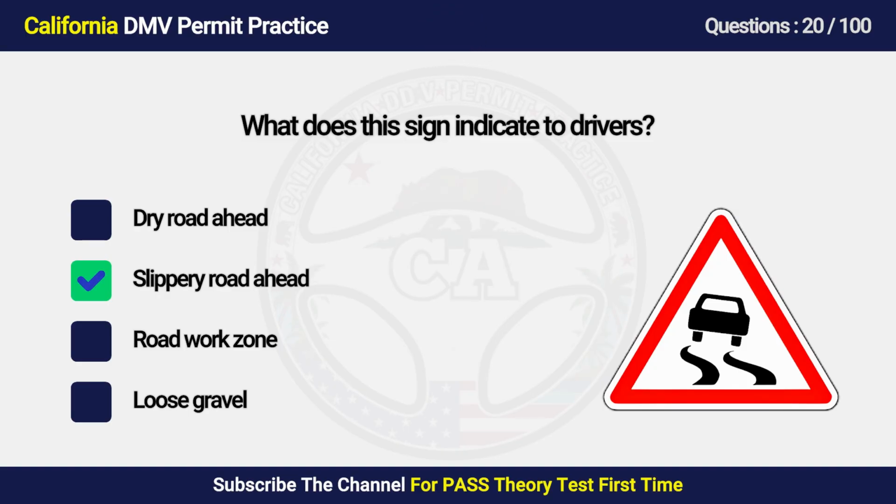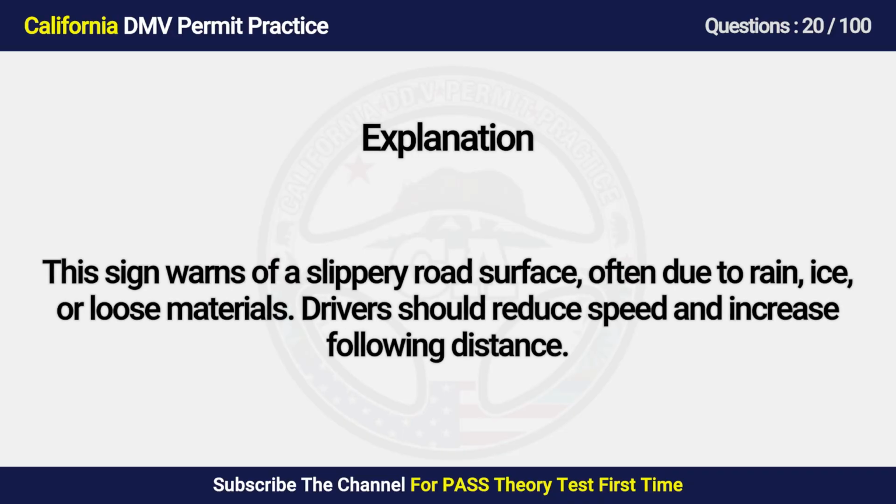Answer is B. Slippery road ahead. This sign warns of a slippery road surface, often due to rain, ice, or loose materials. Drivers should reduce speed and increase following distance.